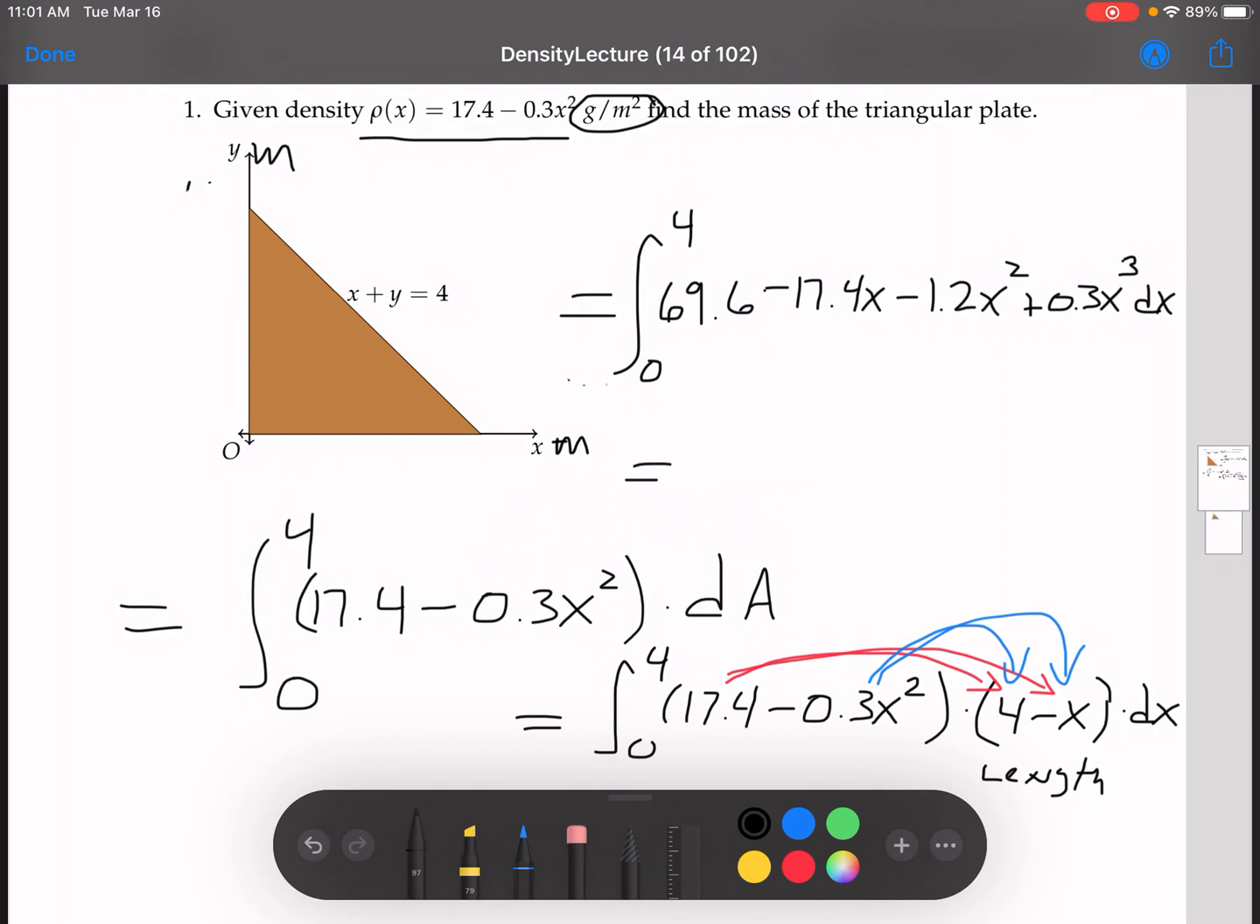So let's see, what did we get again? 132.8 grams.